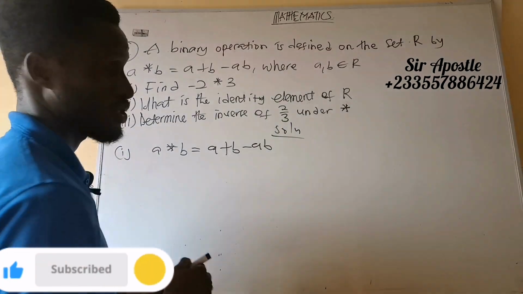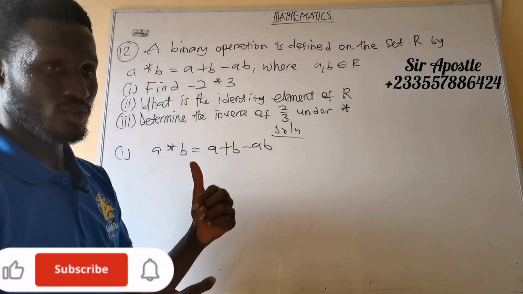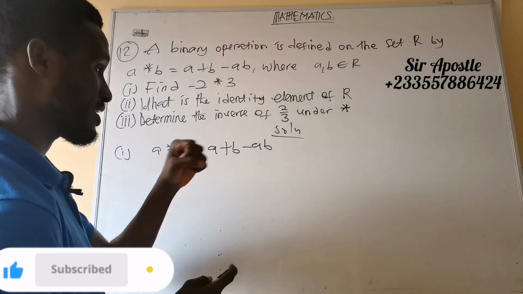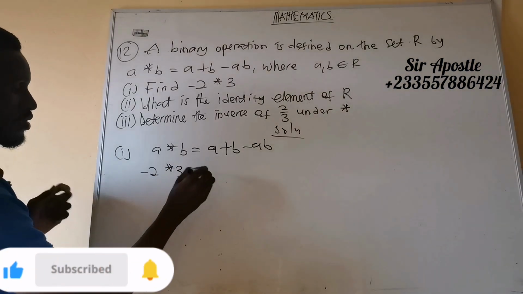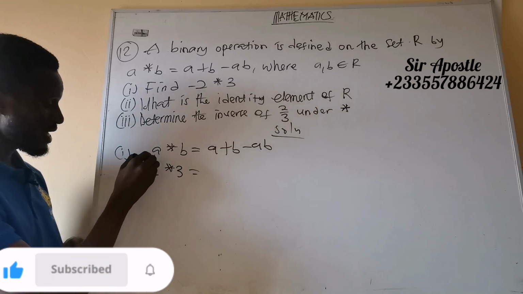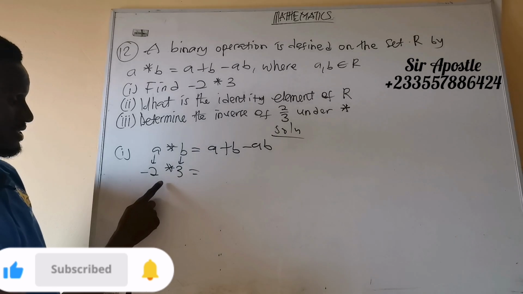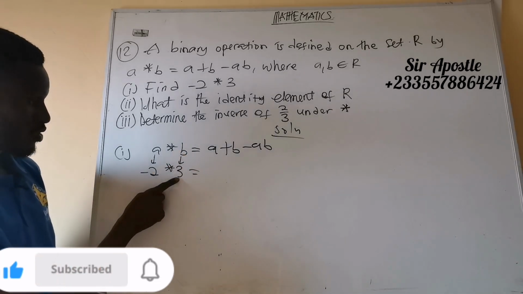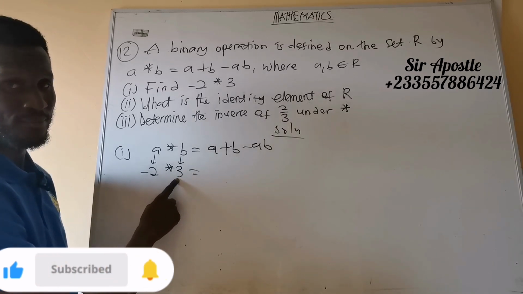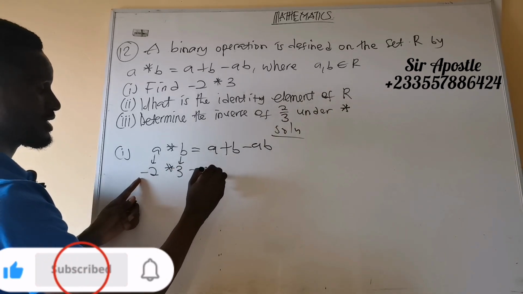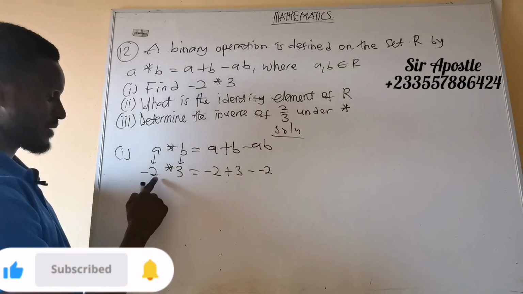I think in these questions we've met about 2 or 3 binary operation questions. We solved one previously, and we're going to continue here. Now we are looking for minus 2 operation 3. What does it mean? You need to compare. It means A is negative 2 and B is 3. Wherever you see A in this one, you put negative 2 there. Wherever you see B, you put 3 there. It's so simple like that.